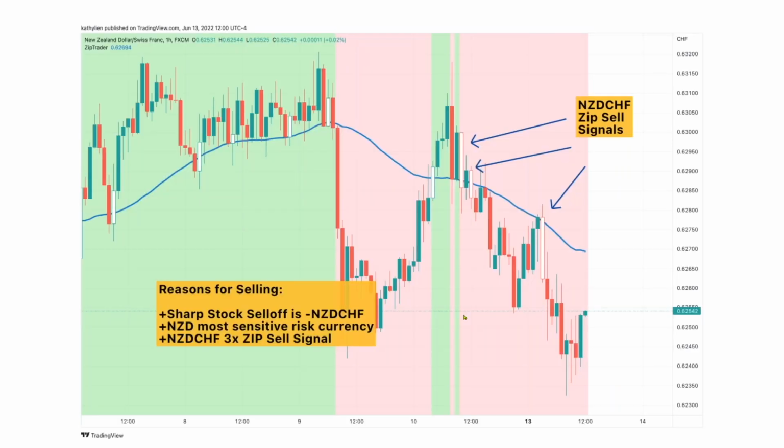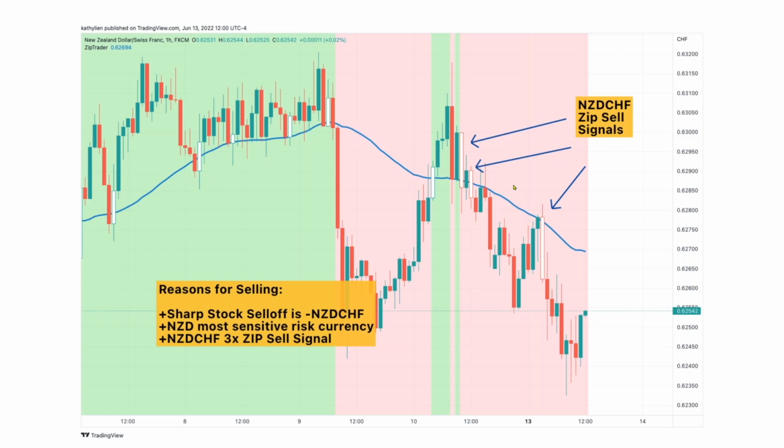Okay, so the final trade is another cross trade, and this is the New Zealand against the Swissy, right? And here you see what Kathy loves to trade. When you get multiple zip trigger signals, so white candle, white candle, white candle, sort of a very, very negative pressure on the pair against obviously a red background. This is the technicals telling you in multiple ways, danger, danger, danger, or weakness, weakness, weakness on the New Zealand front.